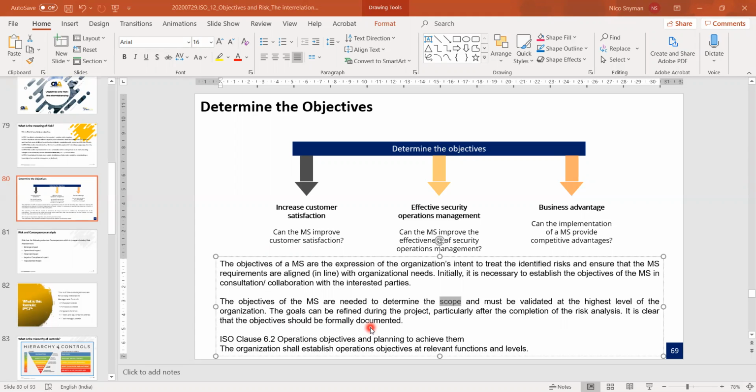You are driving your KPIs, your key risk indicators, your business continuity, your health and safety, your quality. Everything that you are doing is in line with achieving your objectives, and you are driving objectives. So if you're looking at clause 6.2 of a general ISO, it says their operations, objectives, and planning to achieve them. That is how you are actually driving your business. And these organizations shall establish operational objectives at relevant functions and levels.